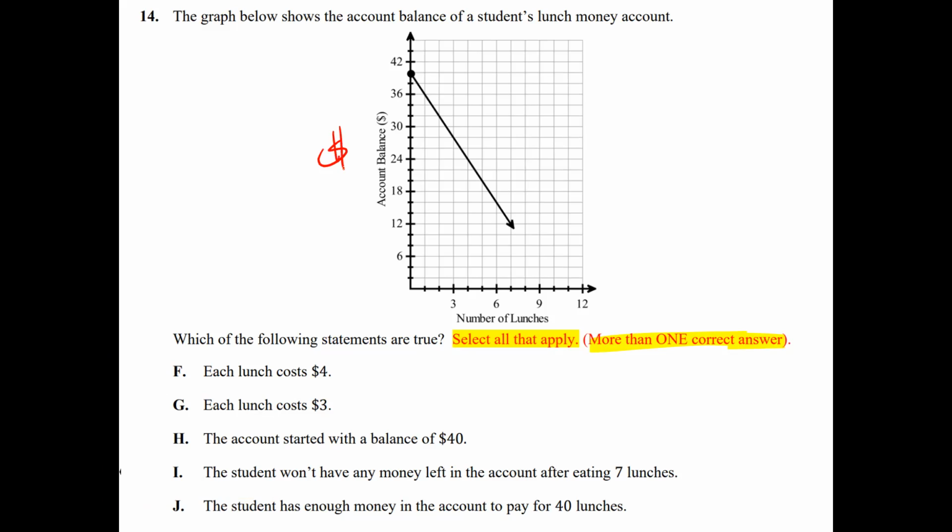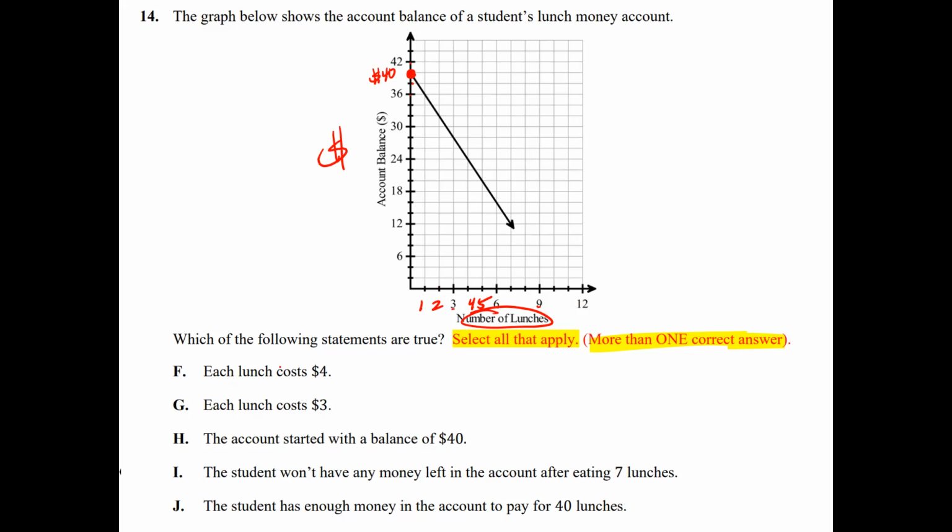So on the left side, this is how much money he has. Starting off, you can see it starts off at, if this is 36, 38, 40, 42. So he starts at $40. It's 40 bucks, okay? This is the number of lunches. So it's going by 3, 6, 9, 12. So that's 1, 2, 3, 4, 5, 6. Just so I know the intervals of where that's going.